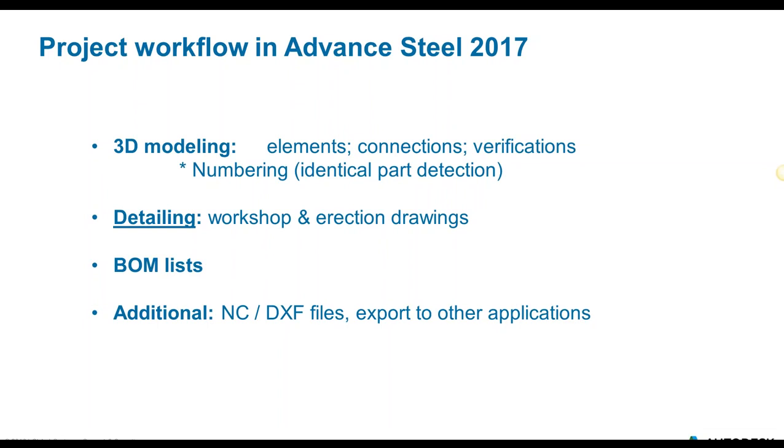The next one will be the BOM list, bill of materials, and an additional phase that will cover the generating of additional files, NC and DXF files for numerical control machines, different types of export files, SMLX, KISS, IFC, export that will be used by other applications. Today we'll cover generating detailed drawings with Advanced Steel 2017.